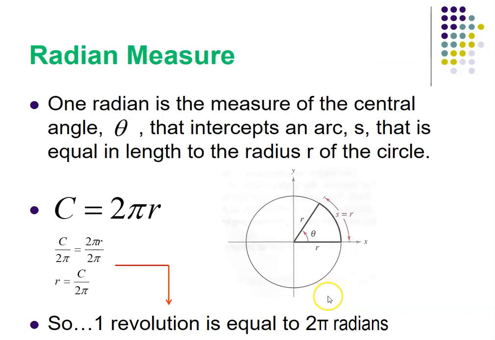So how did we get the conversion? One radian is the measure of a central angle, theta, that intercepts an arc, s, which is equal in length to the radius of the circle. So therefore, we can create a formula: C equals 2 pi r, which is one revolution of the angle. So one revolution is equal to 2 pi, which is the radian form.